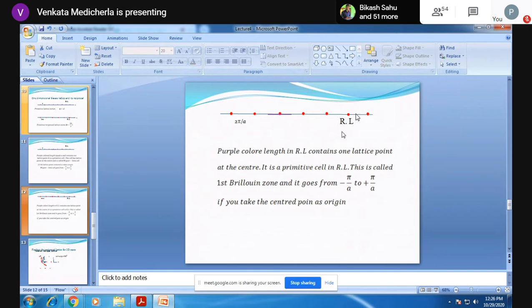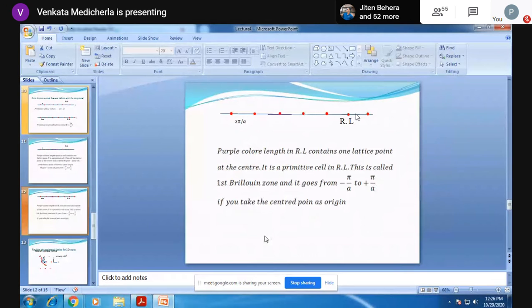Now again I have taken the reciprocal lattice. I have taken this line exactly in the same way around one reciprocal lattice point. Around this I have taken it. It starts at minus pi by a to plus pi by a. If I fix my origin here, this goes from minus pi by a to plus pi by a. This is called the first Brillouin zone. These Brillouin zones are very important for studying band structure. Even in the Kronig-Penney model, wherever you go, you always talk about the Brillouin zone. The Brillouin zone is nothing but the Wigner-Seitz cell in inverse space, or reciprocal space. So this going from minus pi by a to plus pi by a is called the first Brillouin zone.